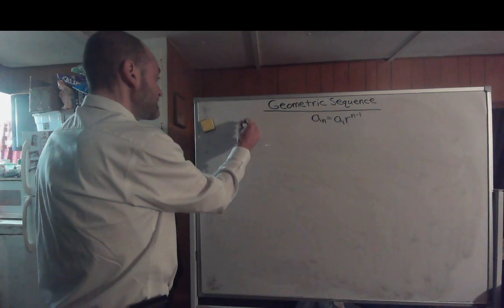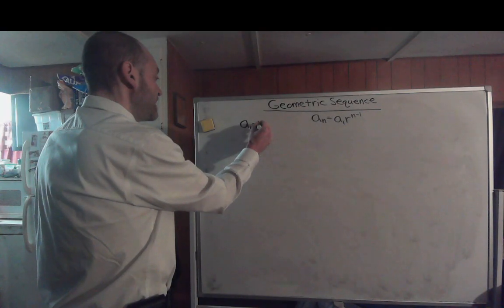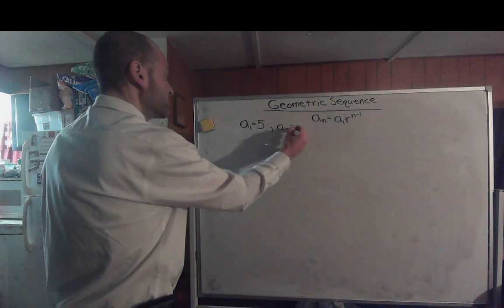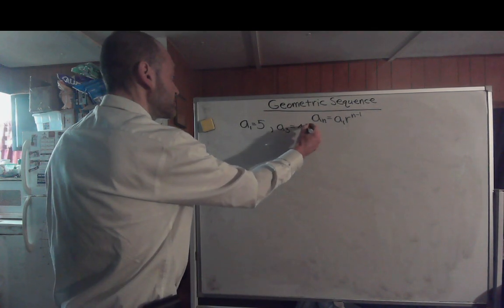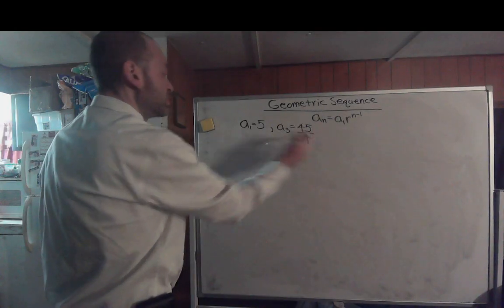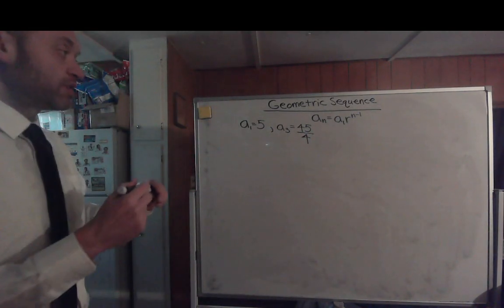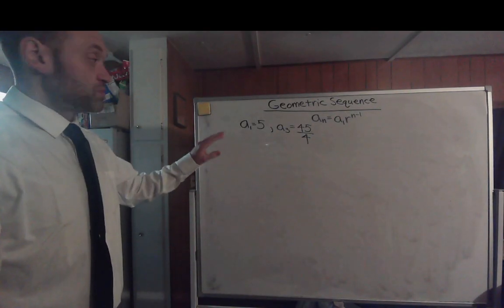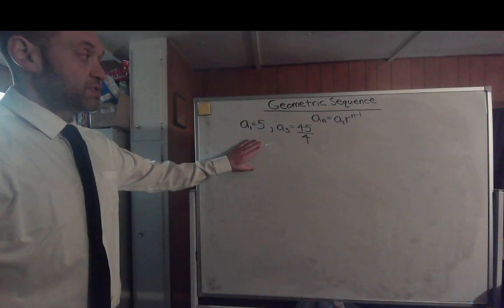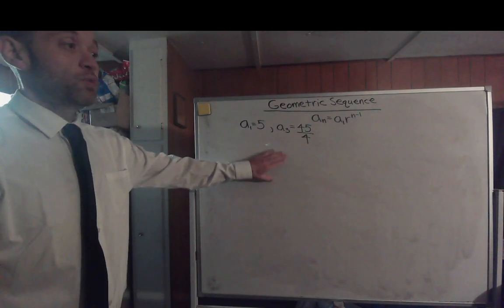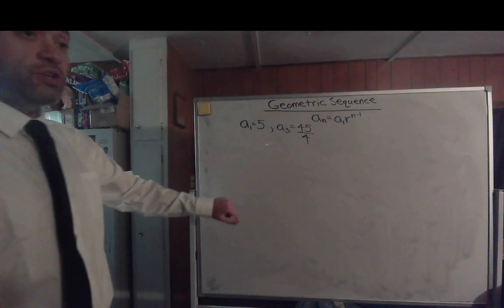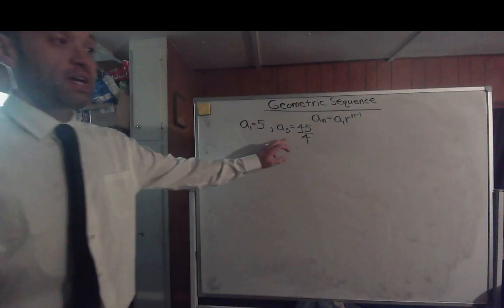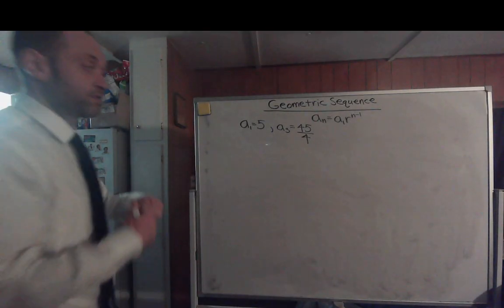Alright, so a sub 1 equals 5. a sub 3 equals 45/4. You can already tell this is not going to be pretty, but it is what it is. So a sub 1 equals 5, a sub 3 equals 45/4. Well, good news is we're already given a sub 1. We just need to substitute that in for a sub 3 and solve for the ratio.